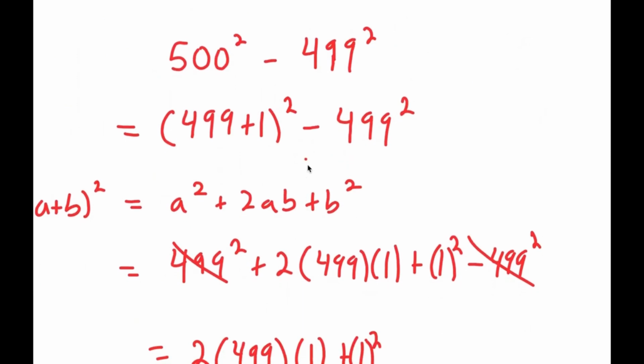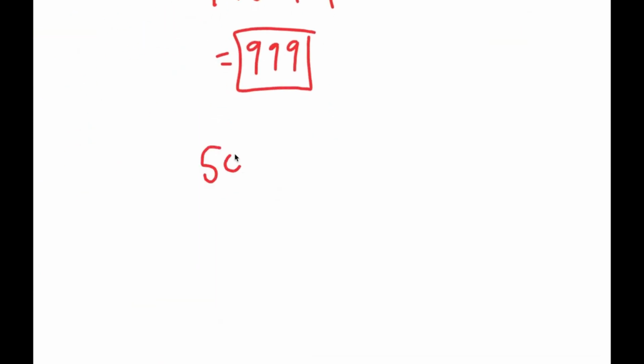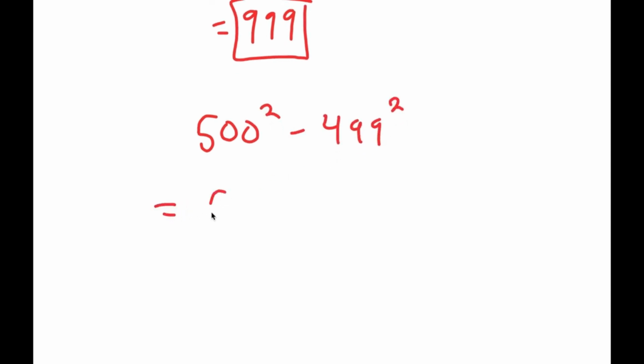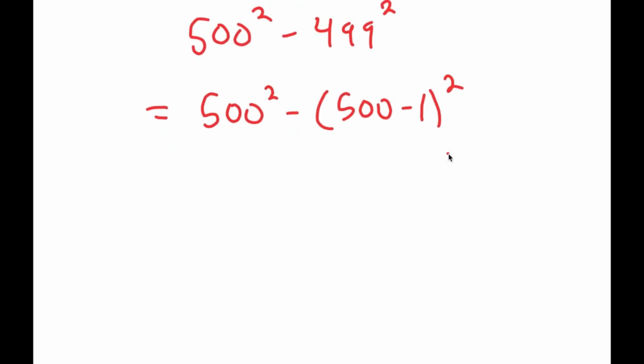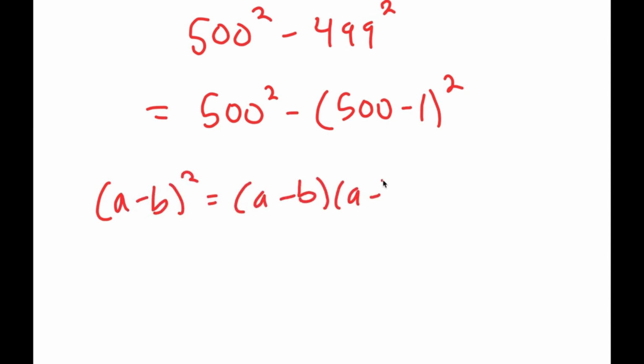Now, I actually have another method of solving this. So I have 500 squared minus 499 squared, and this time, I'm going to rewrite this as 500 squared minus 500 minus 1 squared. Now, if I have something in the form a minus b squared, this is equal to a minus b times a minus b, which is equal to, if I factor this out, a squared minus 2ab plus b squared.